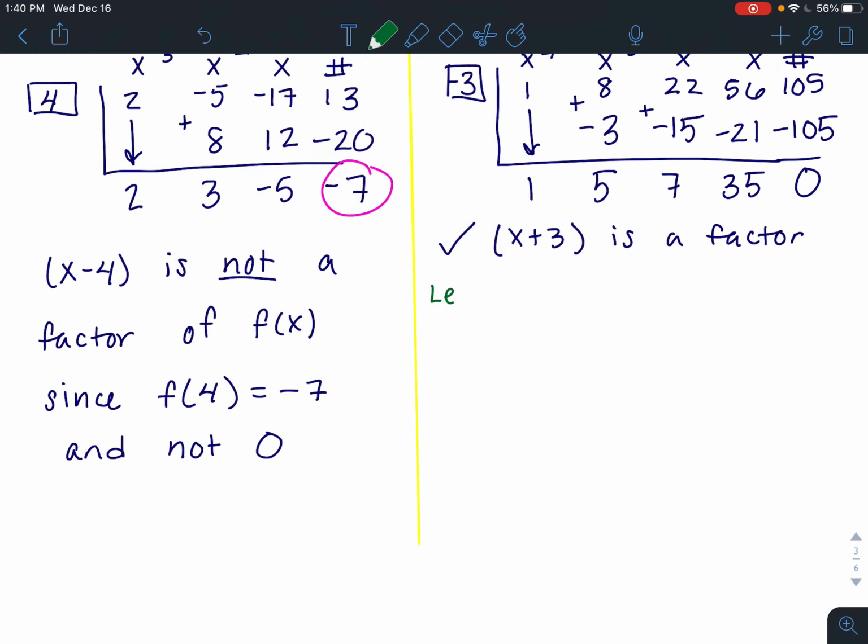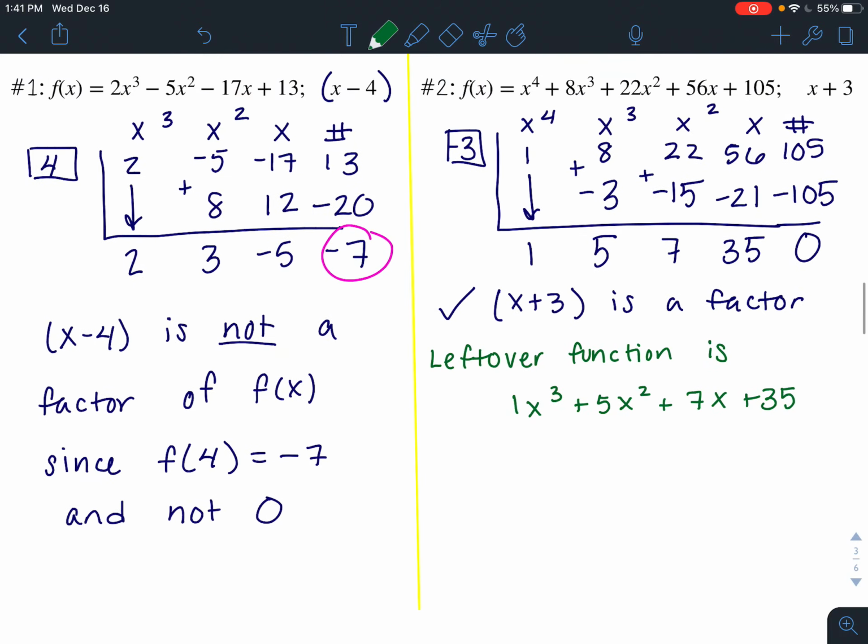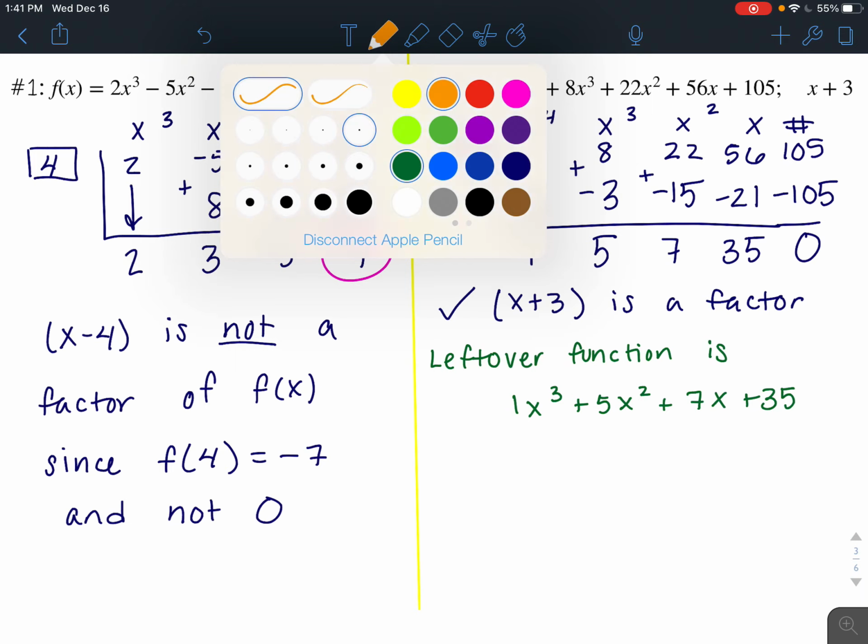So if we look at what's left over, our leftover function is 1x cubed plus 5x squared plus 7x plus 35, right? And all I'm doing is taking our quotient from our synthetic division and putting the variables back in, just like a normal synthetic division problem. So if I want to find the other factors, that means I need to factor this equation.